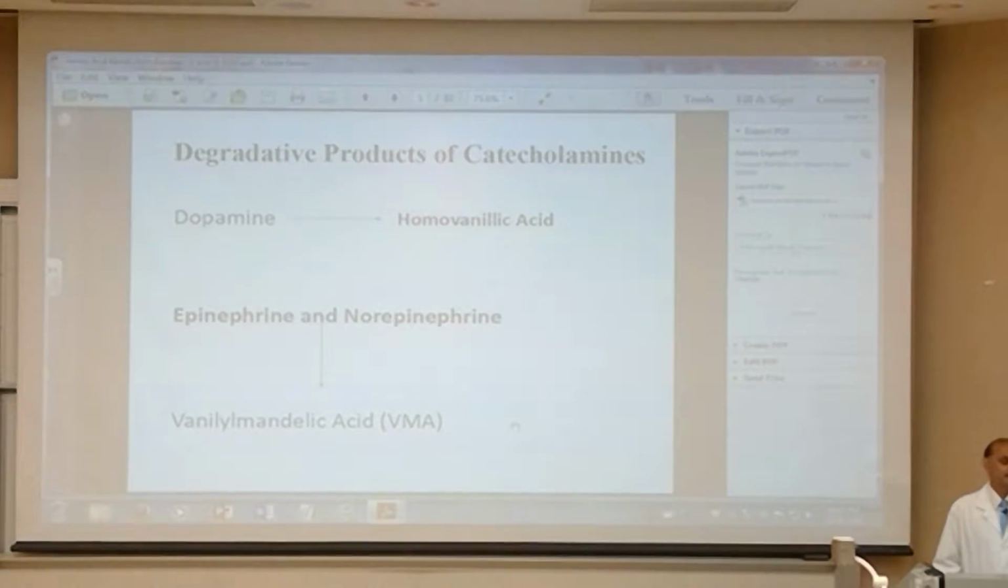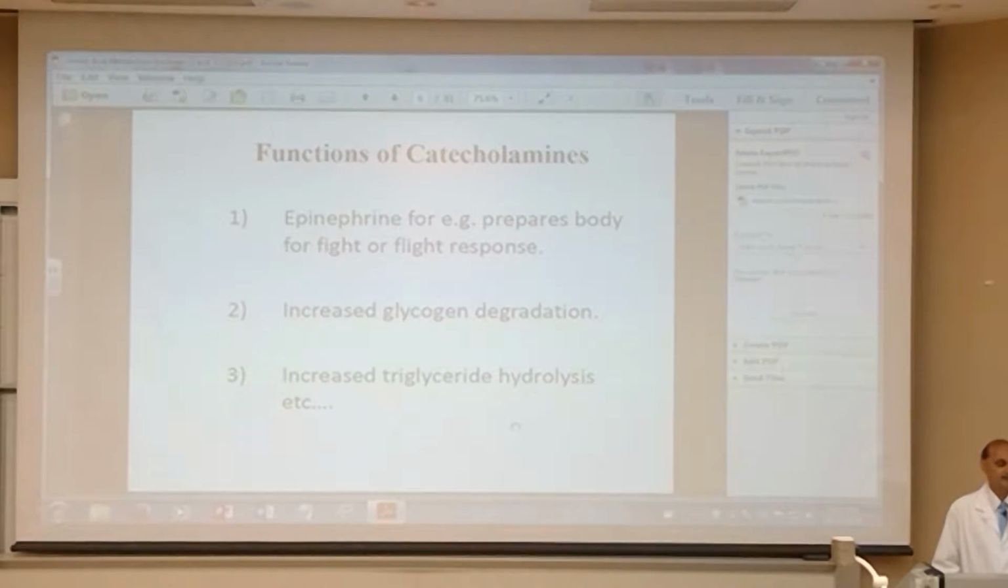So the degradative products: dopamine normally forms homovanillic acid. The inactive compound that you get out of epinephrine and norepinephrine is vanillylmandelic acid. Functions of catecholamines: it prepares the body for the fight or flight response, and then increased glycogen degradation is the biochemical process, and then the increased triglyceride hydrolysis or release of free fatty acids, right? And these are preparing your body for a stressful response.